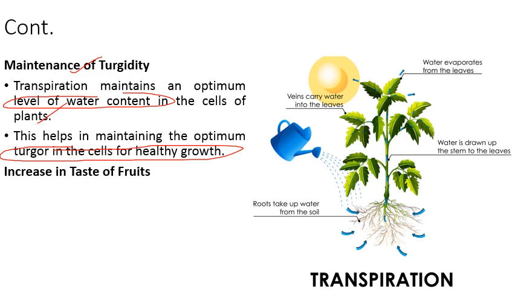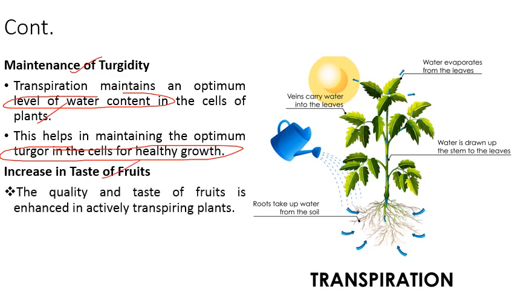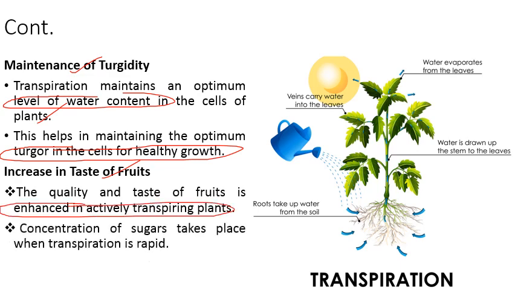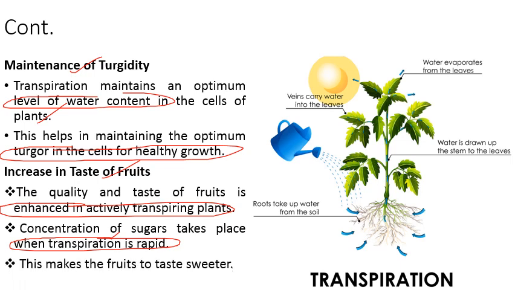The next important role is that it increases the taste of fruits. The quality and taste of fruit is enhanced in actively transpiring plants, and the concentration of sugars takes place when transpiration is rapid. That's why this transpiration process is very important. These are the beneficial effects of transpiration in plants, and this makes the fruit taste sweeter.